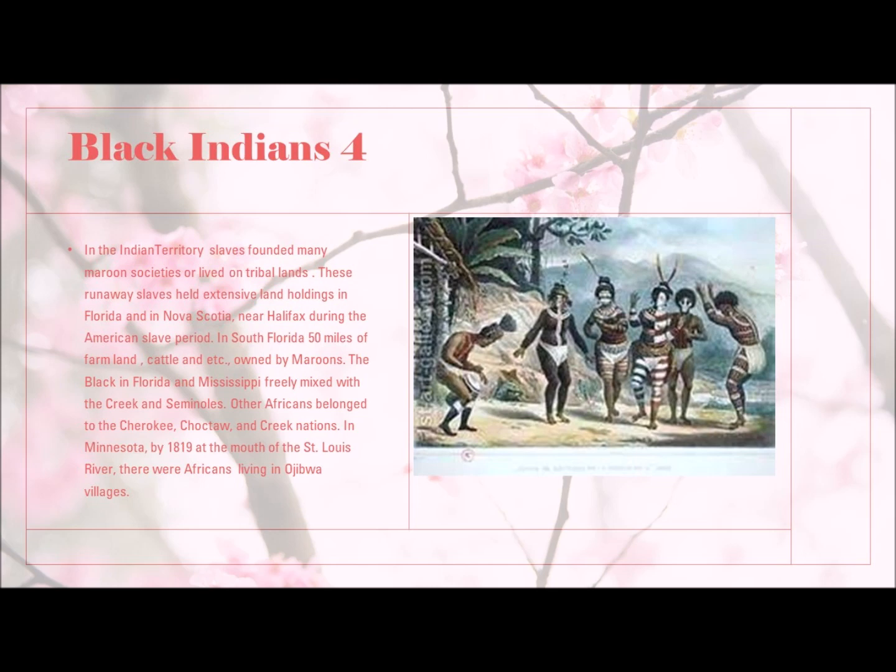In Minnesota, by 1819, at the mouth of the St. Louis River, there were Africans living in the Ojibwa villages. Black people were all over the place.